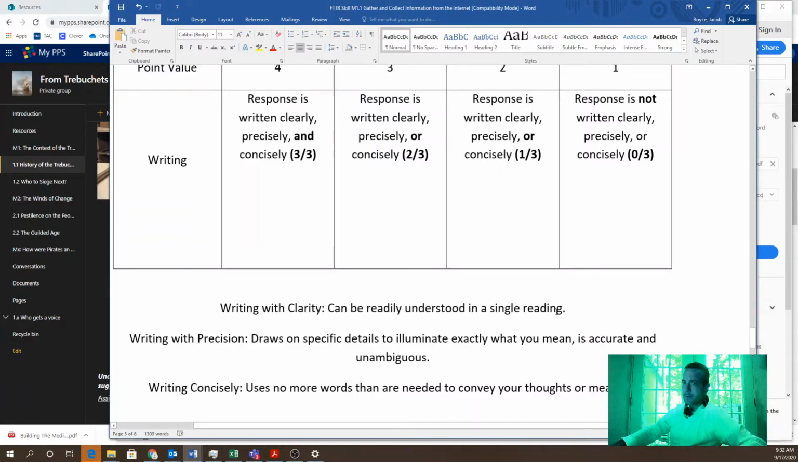If you have to go back and reread it because of sentence structure or word choice, it's probably not very clear. Written with precision. It draws on very specific details to illuminate exactly what you mean. It's accurate and unambiguous. We're not talking about vague generalities here. We don't want to take our paper and be able to apply it to another paper. We want to have this one be specific enough to our analysis that there's no chance that it's something else. This is where speaking with precision is incredibly important.